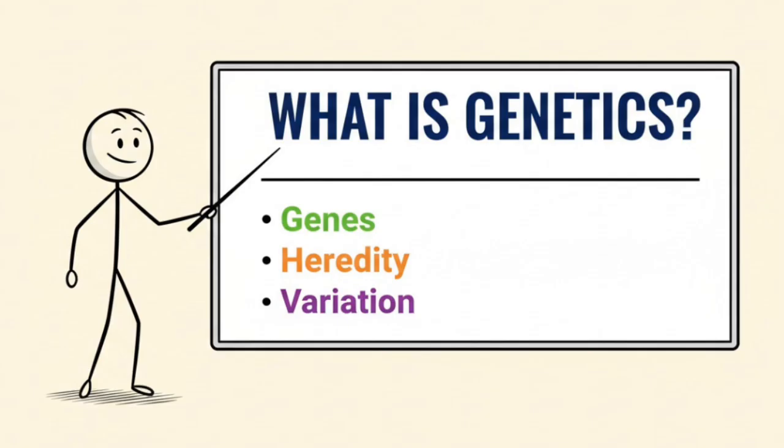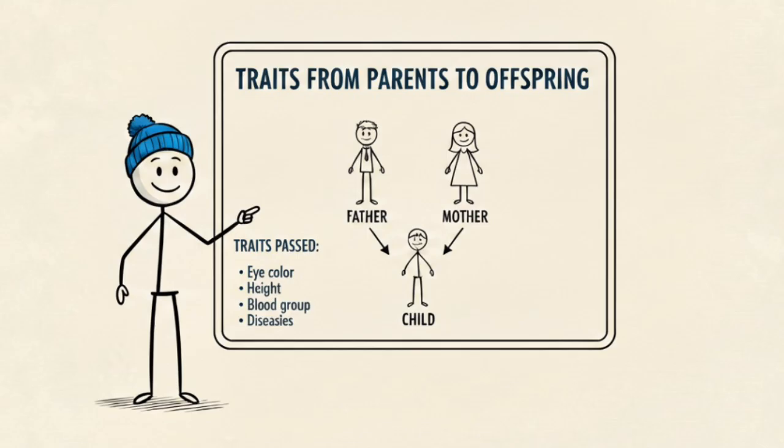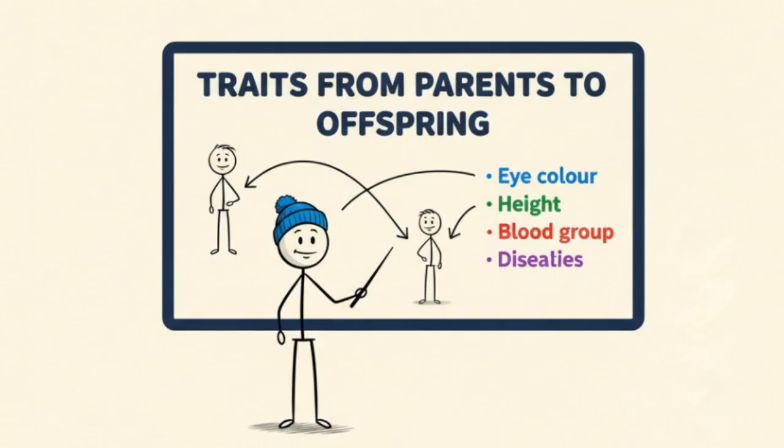Genetics is simply the study of genes, heredity, and variation in living organisms. In other words, it helps us understand how traits are passed from parents to offspring. Things like eye color, height, blood group, and even some diseases.